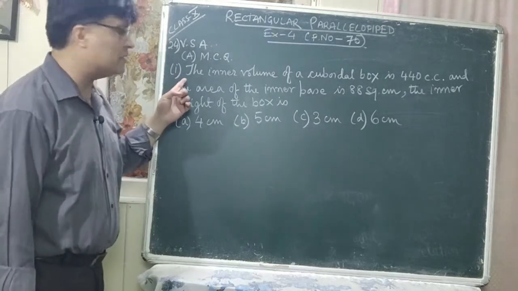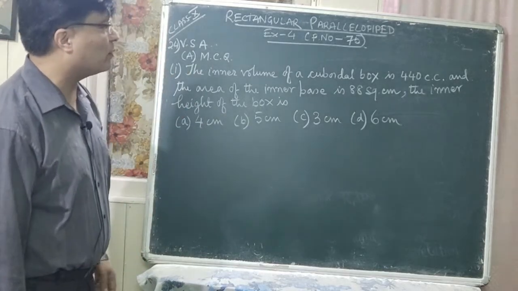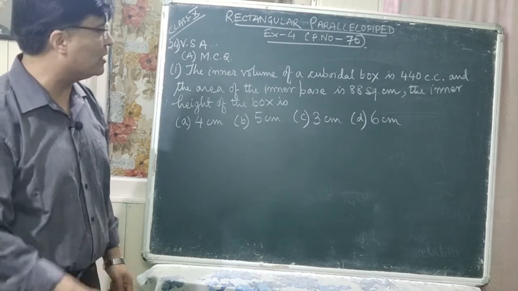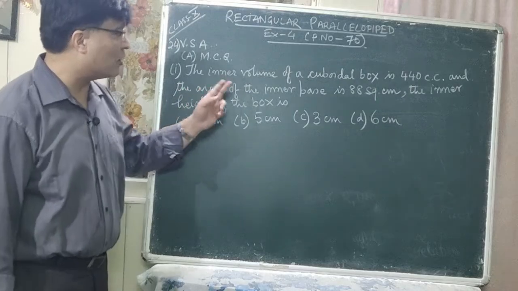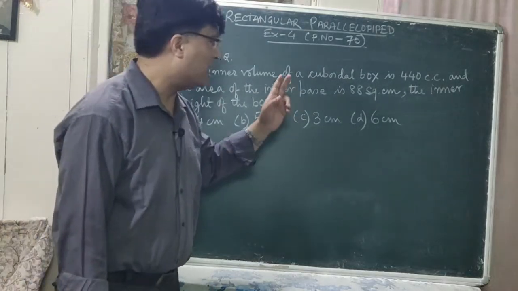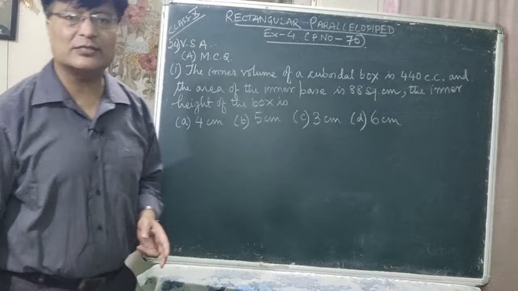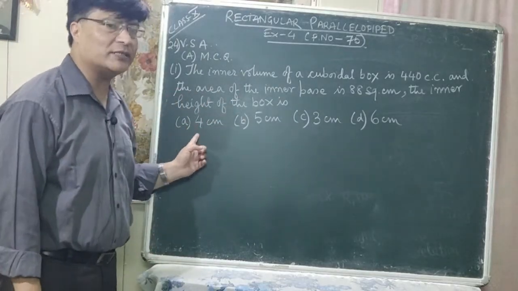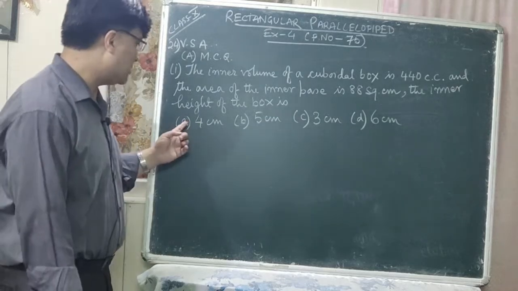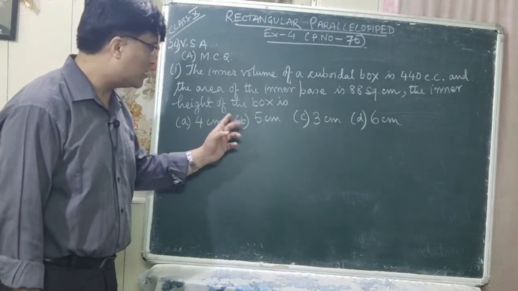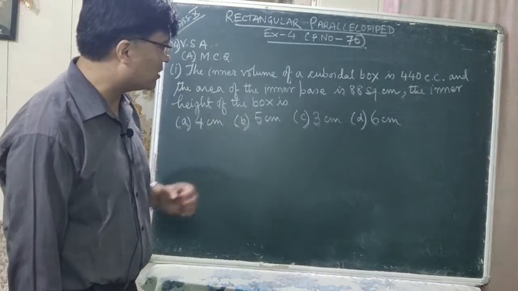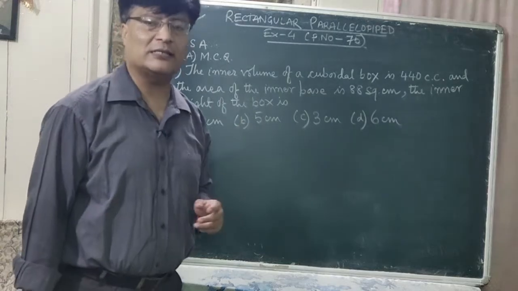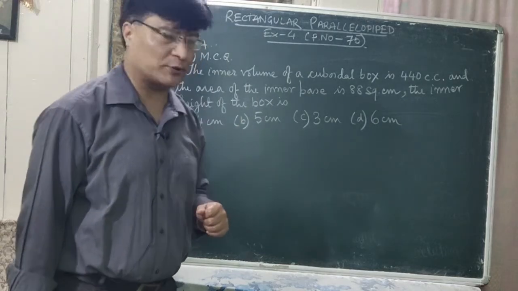Question number 1: the inner volume of a cuboidal box is 440 cc. Cc means cubic centimeter, and the area of the inner base is 88 square centimeter. And the inner height of the box is, which is the correct option? Whether it is A, 4 centimeter, B, 5 centimeter, C, 3 centimeter, or D, 6 centimeters. You have to choose the correct option here.